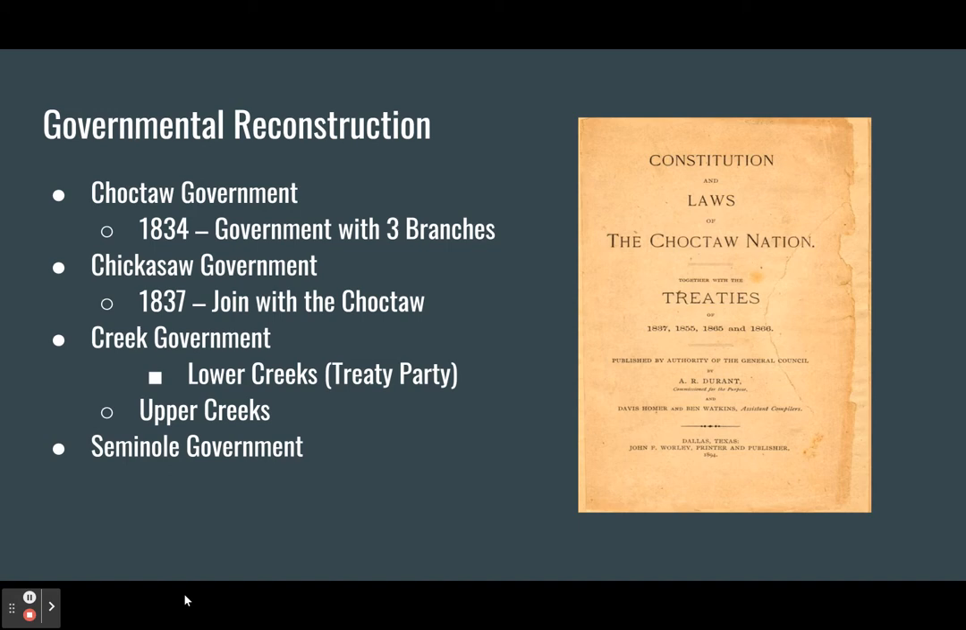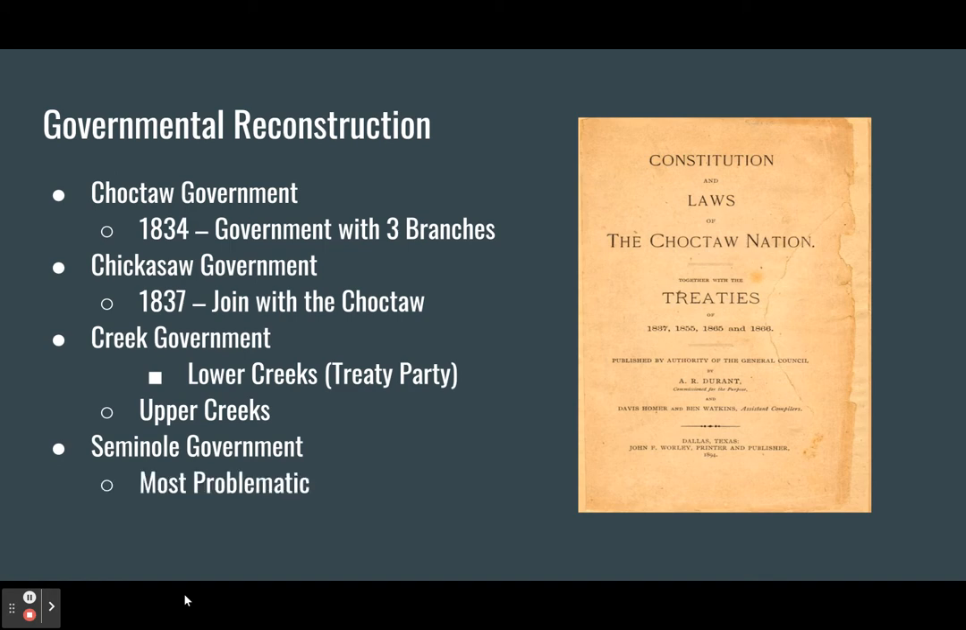And so they form a government, but it's in name only. It's really just to sort of satisfy the U.S. federal government in saying, we've created a government, can you leave us alone now? It's not really to actually have a functioning government. It's just to be able to get the US federal government off of their back.